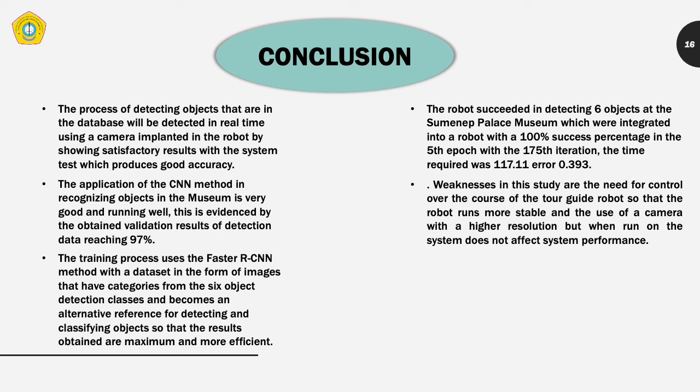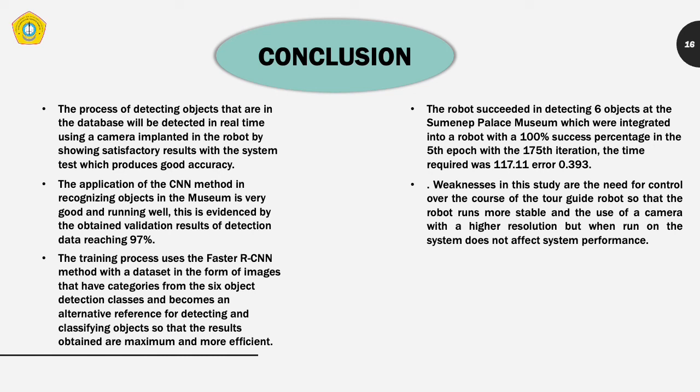This is evidenced by the obtained validation result of detection data reaching 97%. The training process used the Faster R-CNN method with a dataset in the form of images that have categories from the SIG object detection classes and become an alternative reference for detecting and classifying objects so that the results obtained are maximum and more efficient.